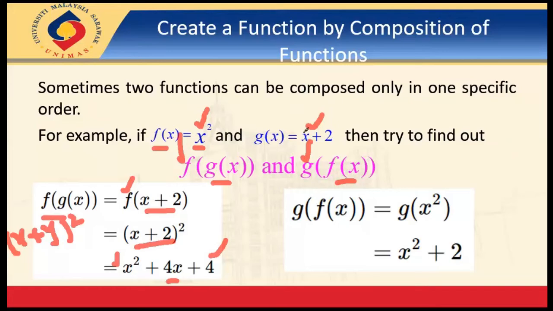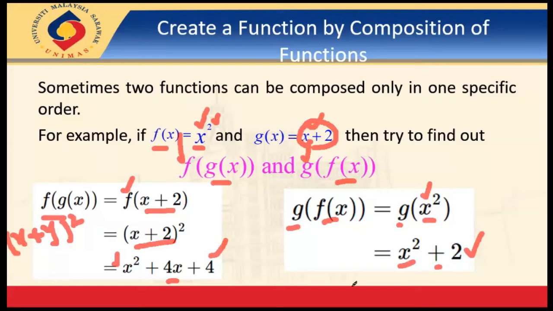Let's apply the same values in the other function, the opposite of that. g of x is the external function now, and f of x is the internal function now. We know the value of f of x: f of x is x square. So g of x will become g of x square. The x square is f of x, and this one is g of x, so the input is x square plus 2. It is so simple.